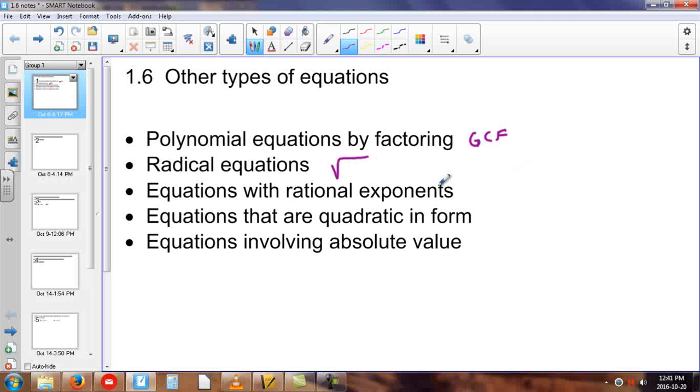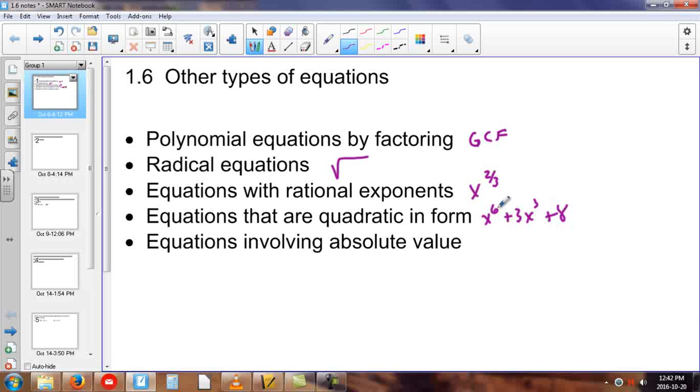Radical equations have root symbols. It could be a cube root, most of the time it'll be a square root. Rational exponents are things like x to the 2/3 power. How do we deal with a 2/3 power? Equations that are in quadratic form, they're not going to be quadratic, but they'll have a pattern that we can recognize, like x to the 6th plus 3x cubed plus 8.